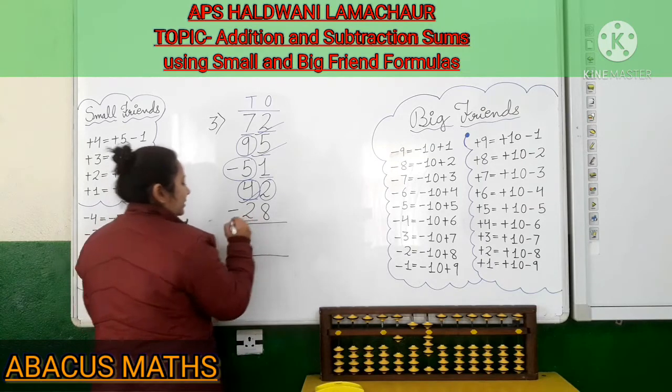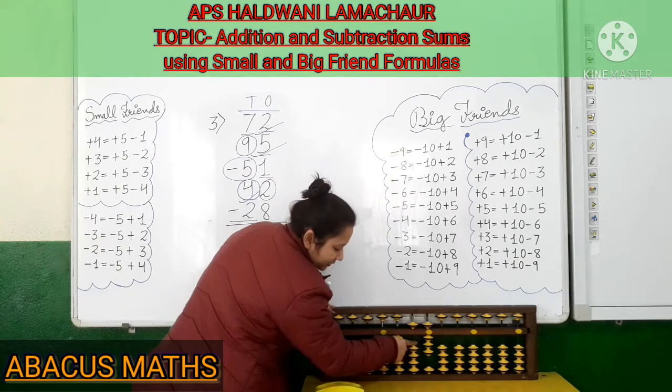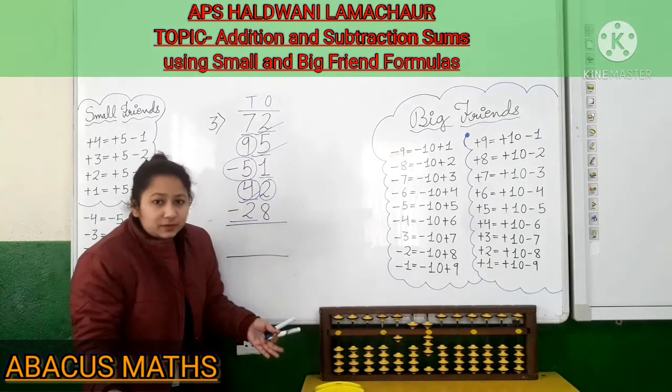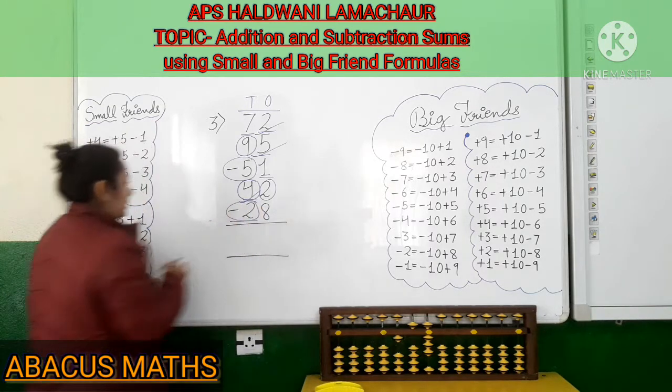Now next minus 2 in tens rod. Now minus 2 you can see that you have not added any number from down. So how you will minus? Now for minus 2, see the formula.